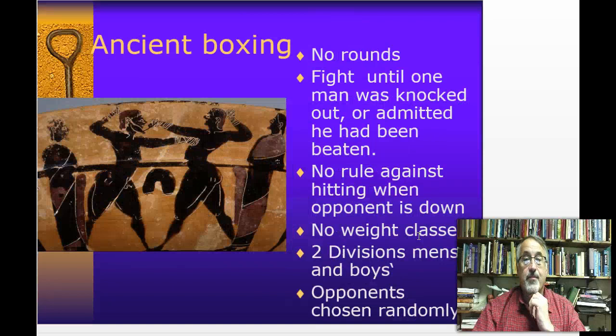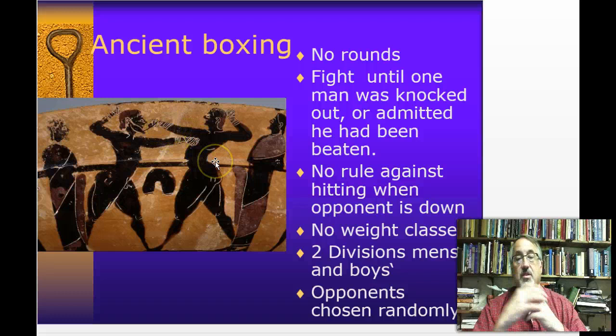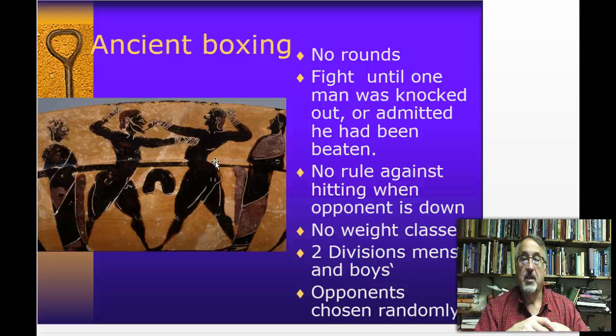Here's some ancient boxing. You see the boxers have their hands wrapped with these straps. There are no rounds, so it's very different from our modern day. You would fight until somebody was knocked out or until they gave up. You could hit an opponent when they're down as well. That's different than modern. Once a guy goes down, you've got to back off. Not so here.